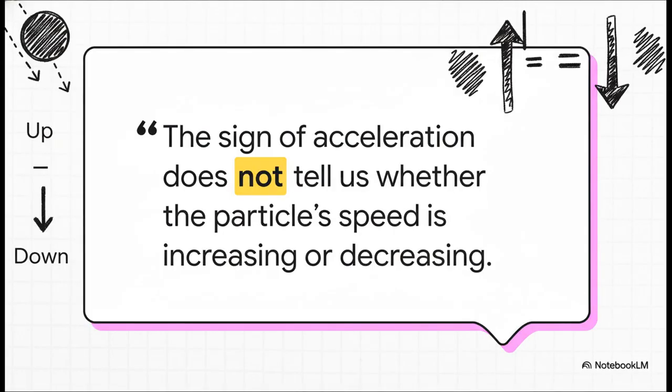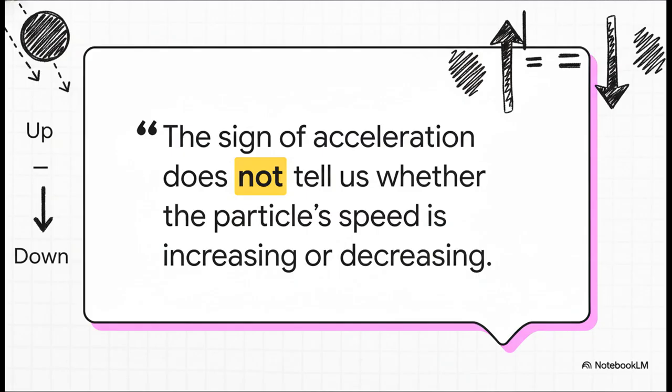Okay, before we finish, I have to share a huge, massive exam trap that you need to watch out for. Please listen carefully. A negative sign on acceleration does not always mean the object is slowing down. Think about it. If you drop a ball and you decide that down is the negative direction, then its velocity is negative, right? But gravity is also pulling it down, so its acceleration is also negative. Both are negative, but the ball is definitely speeding up.